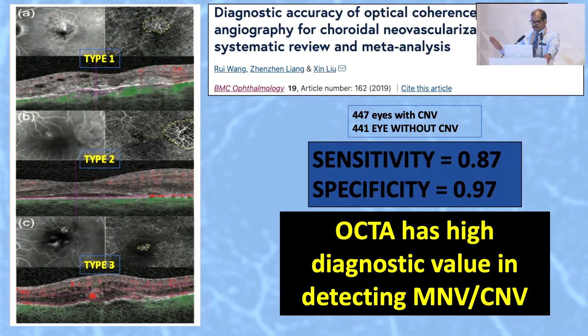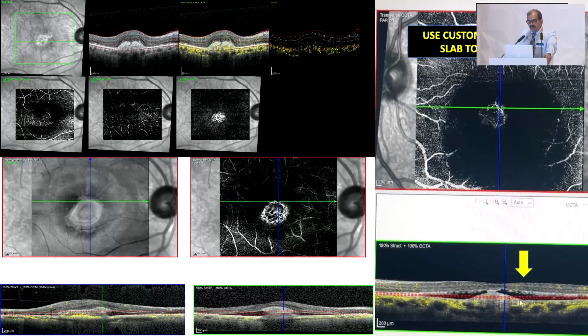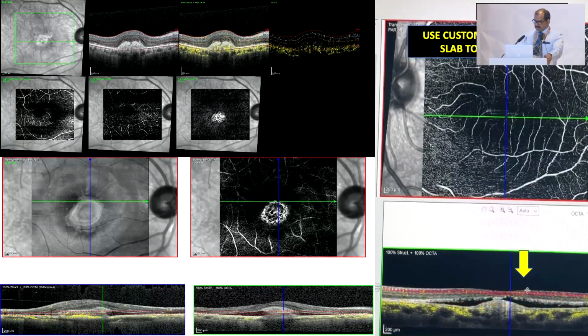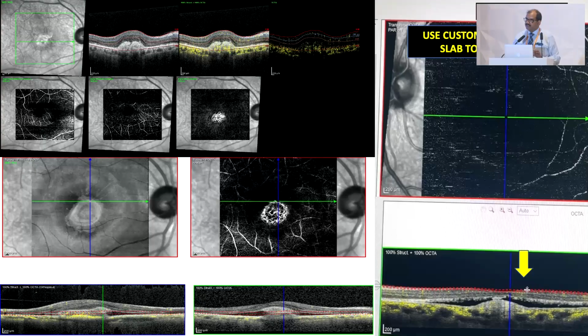But to simplify things, OCT angiography has high diagnostic value in detecting macular neovascularization or choroidal neovascularization. It is useful in detecting all three types of macular neovascularization, whether it is type 1, type 2, or type 3. Another important thing about this is you can differentiate these types of neovascularization very effectively with OCT angiography.